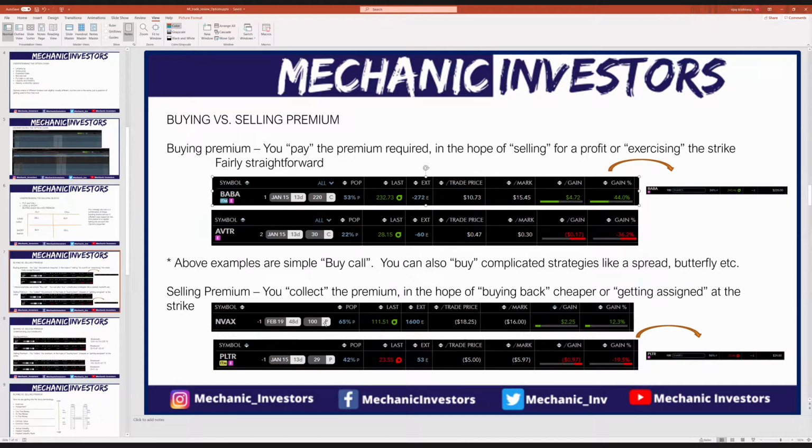100 put, I am selling 100 put. So somebody is buying. Somebody wants to protect their NVAX investment. Somebody wants at least $100 for their NVAX shares. So they are willing to pay me $18.25, which is $1,825. I am saying, okay, I will take the risk. If NVAX goes to $80, I will take that loss. But for me to take that risk, you have to pay me some money.